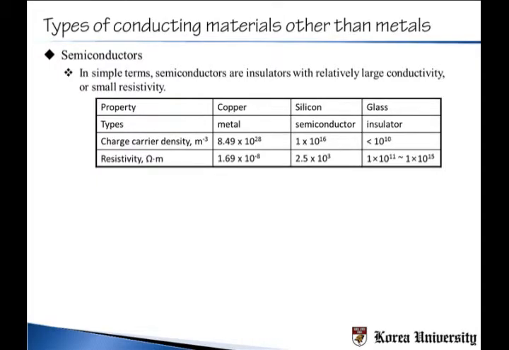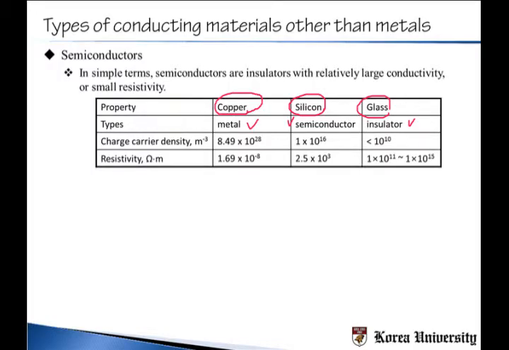Semiconductors are very popular, so you think you know something about semiconductors, okay? In fact, semiconductors are not really conductors. They are insulators with relatively large conductivity. So let's try to compare three materials. First, copper, which is a typical metal, then silicon, which is a typical semiconductor, and glass is the typical insulator.